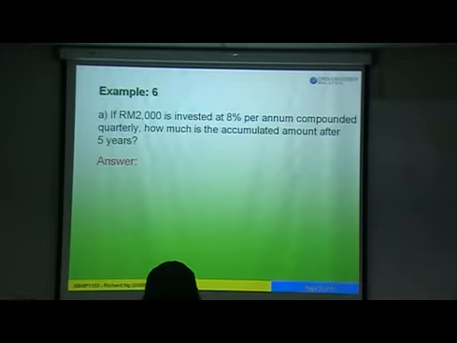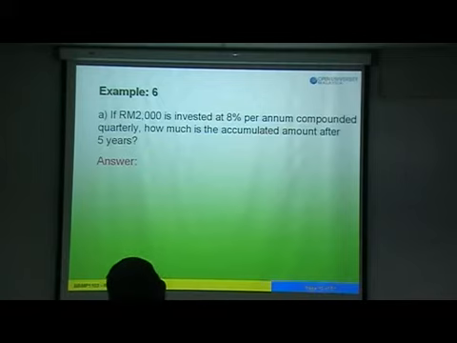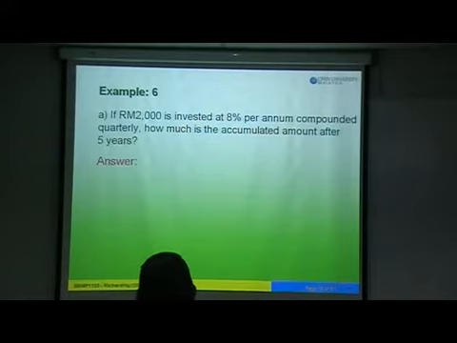Okay, let's look at example 6. But this one you should score 20 marks. You don't make mistakes here. 20 marks. Okay, so example 6. If 2,000 ringgit is invested at 8% per annum, compounded quarterly, how much is the accumulated amount after 5 years?